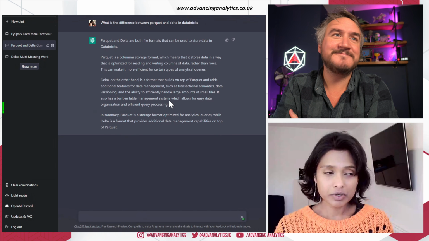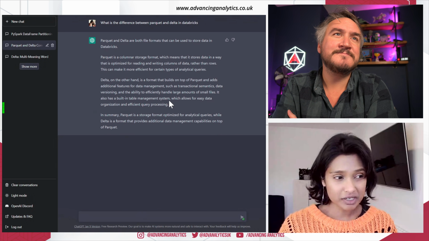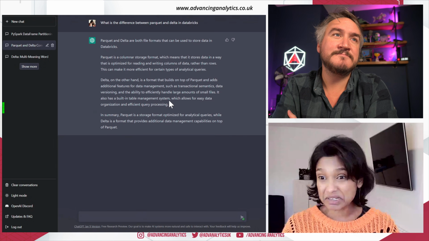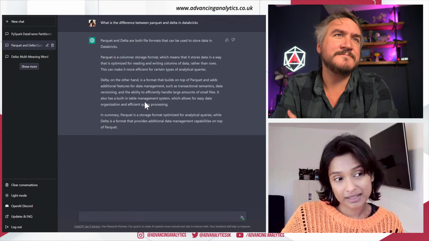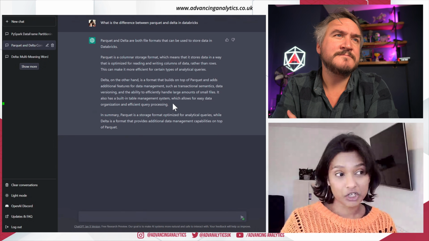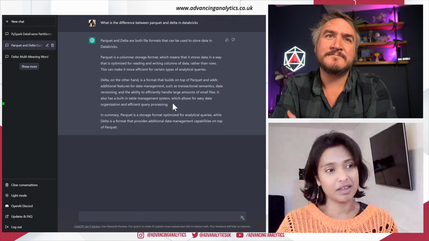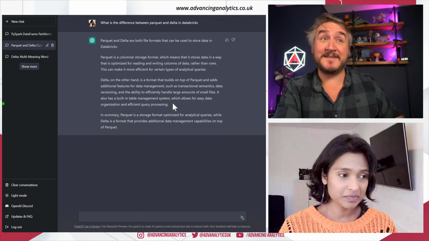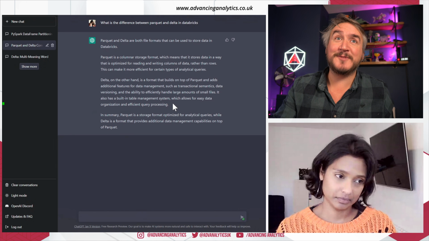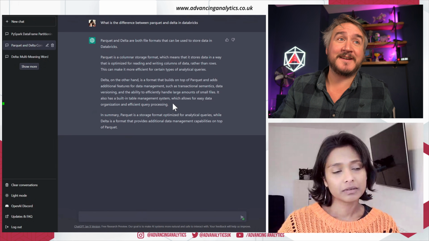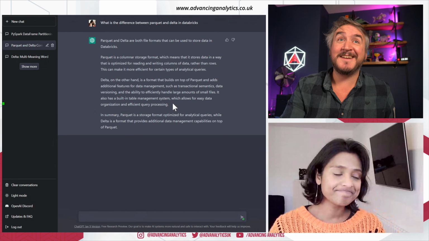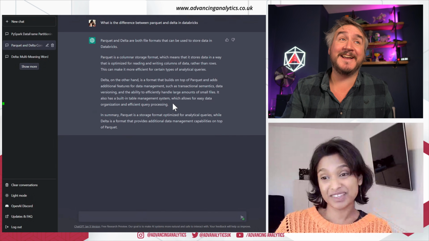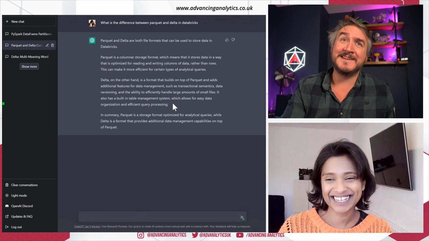What I was looking for as well, perhaps, is Delta to have ACID transactions. I don't really see that, but fair. That's what I would have anticipated to see, but ChatGPT hasn't quite given me that. Well, that last paragraph, that summary, is pretty much what I said, right? It's a storage format optimized for analytical queries. Delta is a format that provides additional management on top of Parquet. That is spot on and terrifying for my future employment.